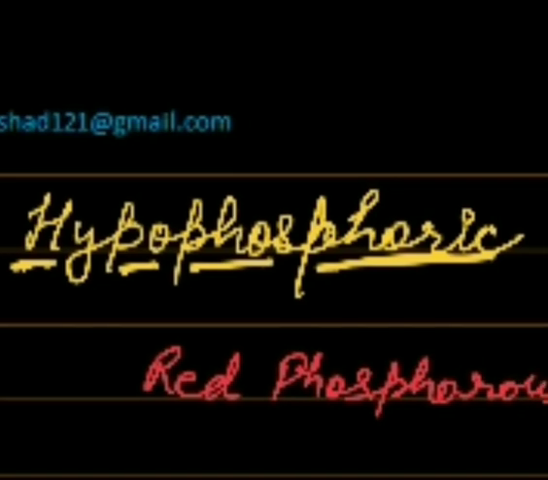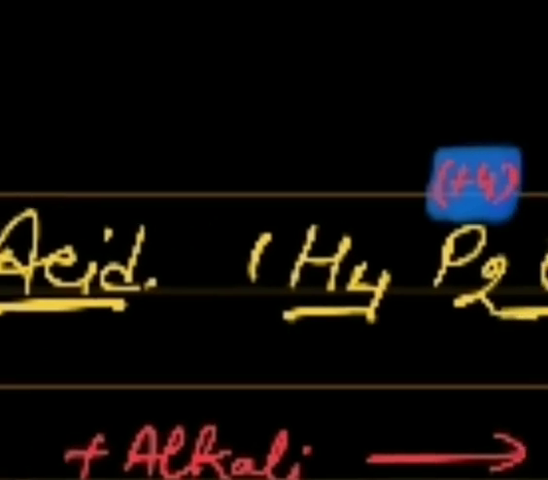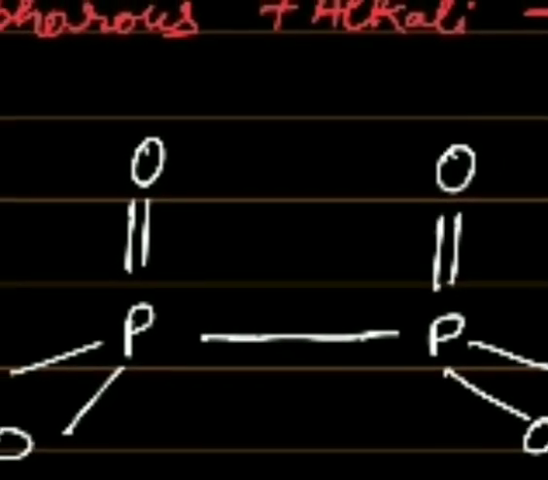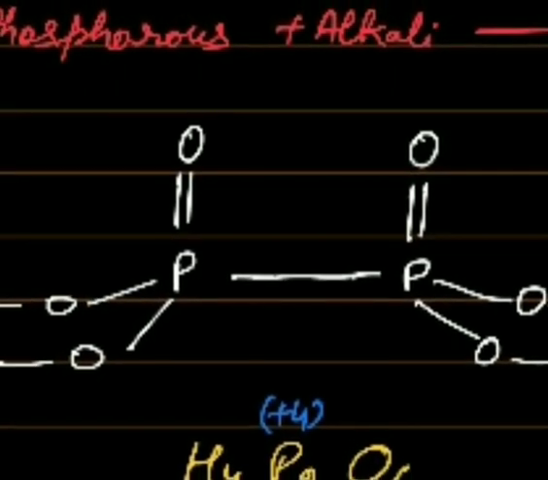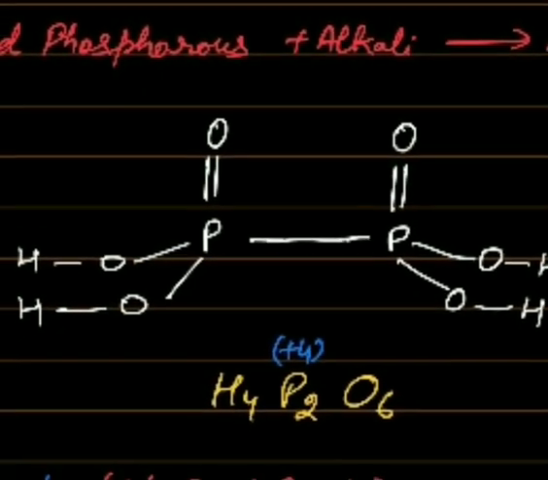So dear student, now the last oxoacid structure is hypophosphoric acid. It has the formula H4P2O6 and the oxidation state of phosphorus is +4. But there is one new thing here, that oxygen is present in an even number. So there will be no phosphorus-oxygen-phosphorus bridging bond, and instead there will be a direct link between the two phosphorus atoms as a P-P bond. So let us discuss how this hypophosphoric acid is prepared.